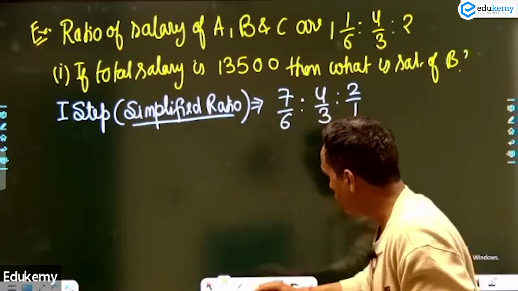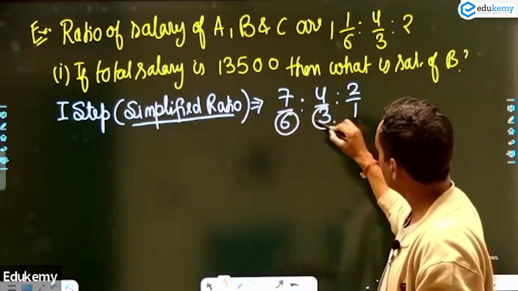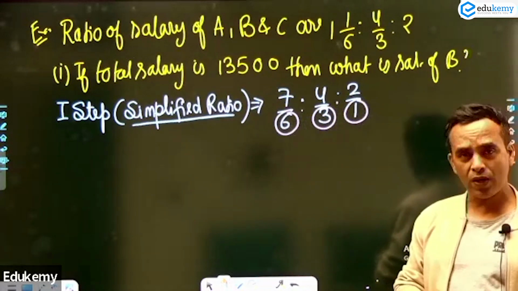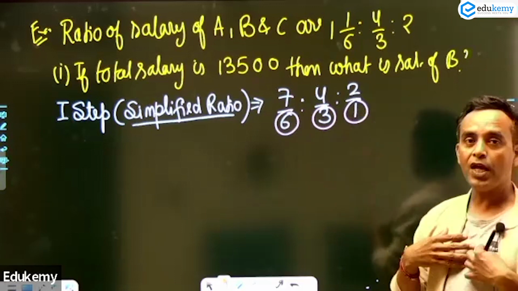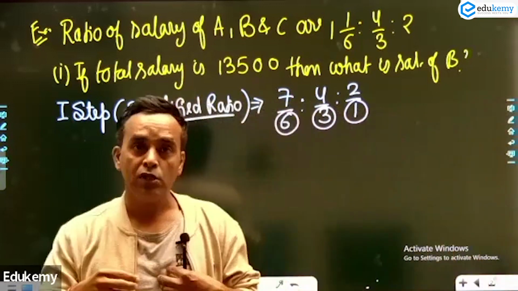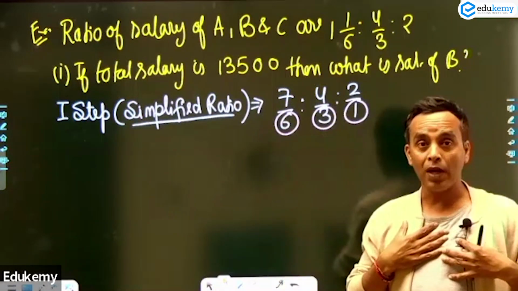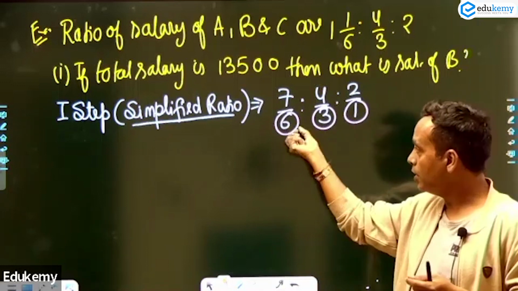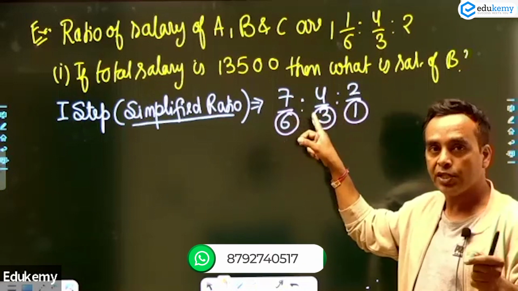So what you have to do? Mere pyare bachcho, you have to see the denominators. They are 6, 3, 1. 6, 3, 1 means what is the LCM? Do you know what the LCM is? LCM is the least number which is divisible by 6, 3, 1. When I want to find the LCM of very small numbers like 6, 3, 1, my concept is I always go for the largest number. I take the largest number, 6. Can I say 6 is divisible by 6? Yes. 6 is divisible by 3? Yes.